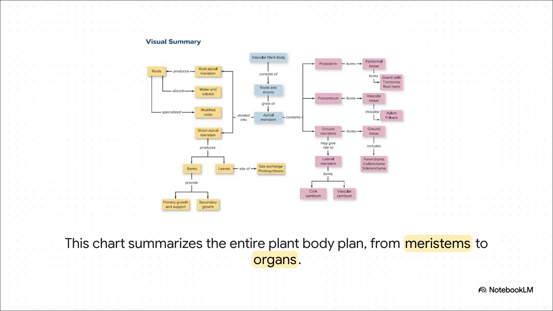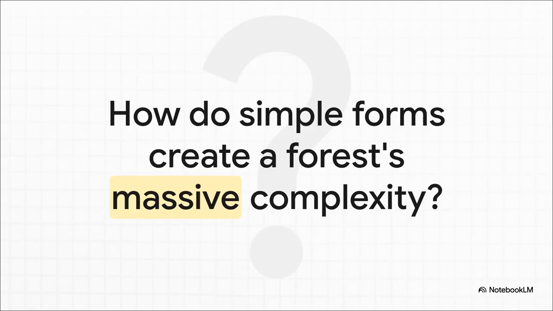Honestly, think of this as your ultimate cheat sheet. It all starts with the apical meristem. That generates the primary meristems, which in turn differentiate into our three tissue systems, dermal, ground, and vascular. And finally, those tissues are organized into the organs we've just been talking about. See? It's all connected. So we've broken the plant down into all its essential parts.